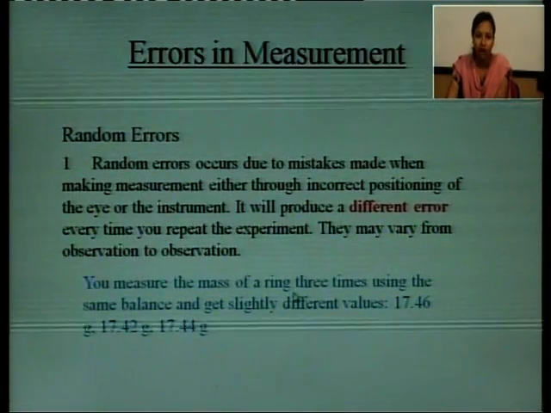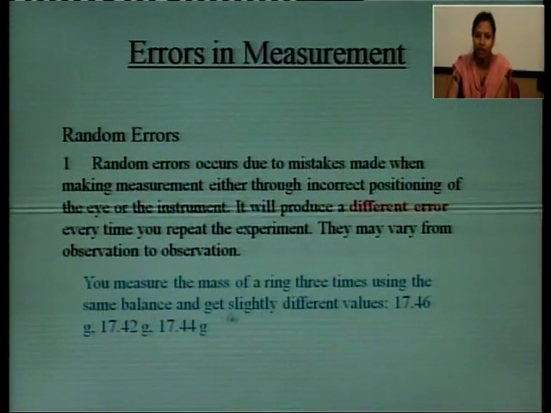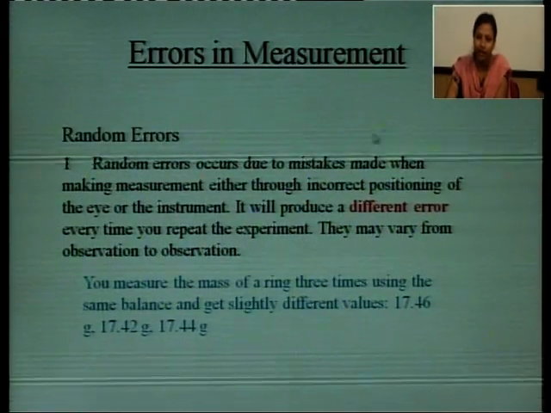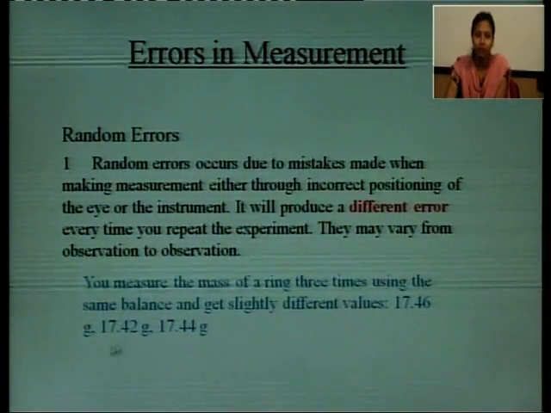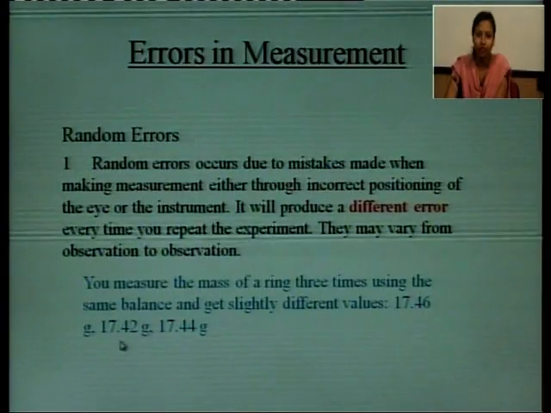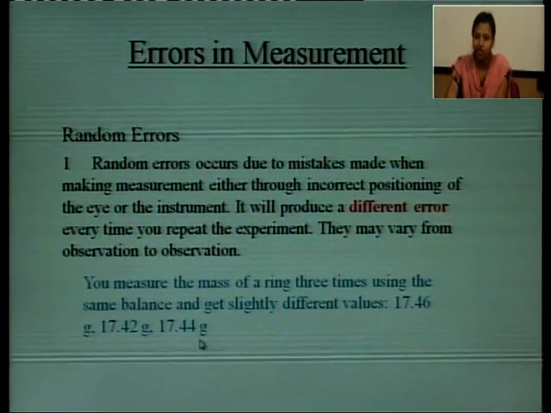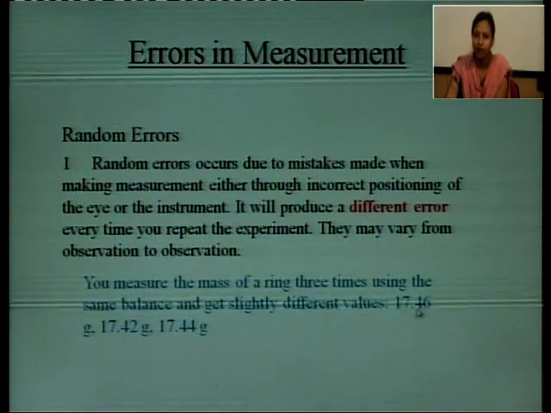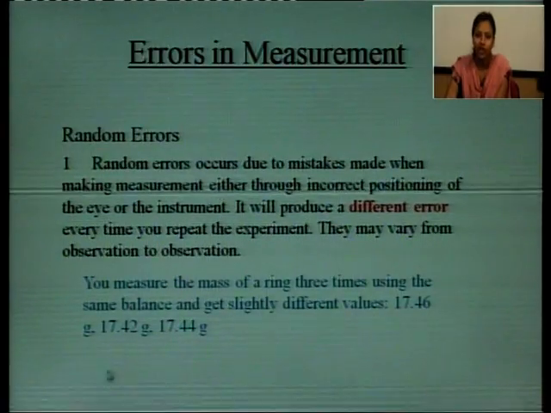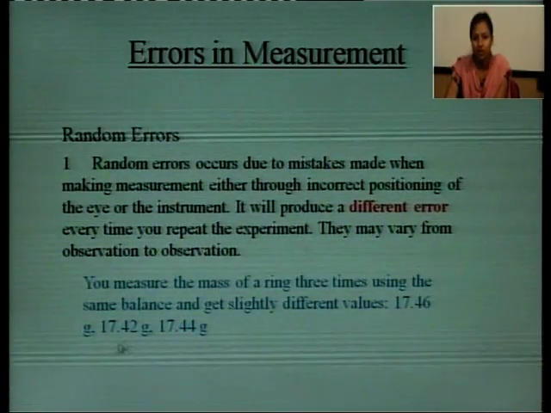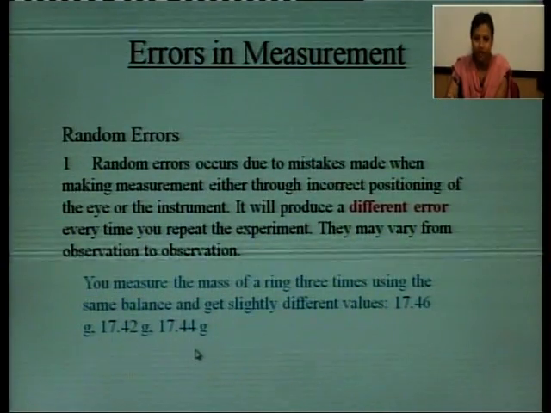Say you measure the mass of a ring 3 times using the same balance and get slightly different values, like here I have written values 17.46 gram, 17.42 gram and 17.44 gram. With the same balance, but measuring a number of times, here 3 times, we are getting slightly different values. So the error involved here is called random error.